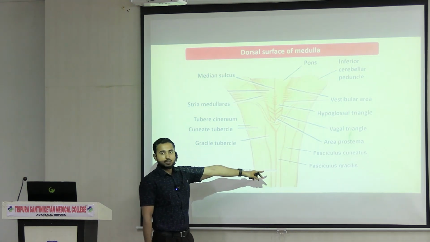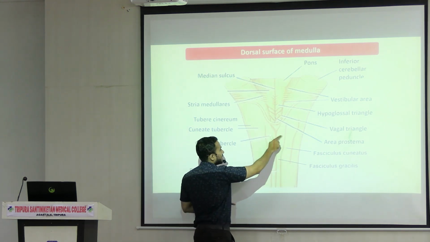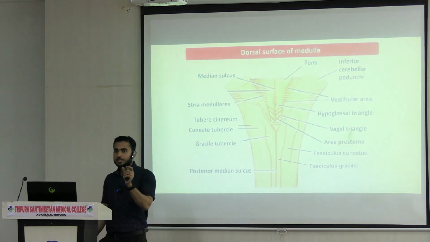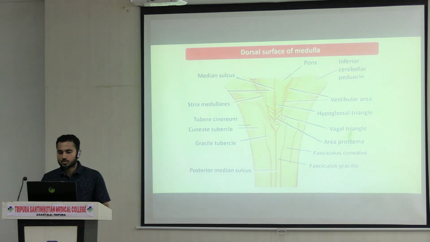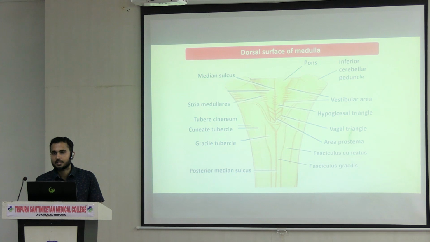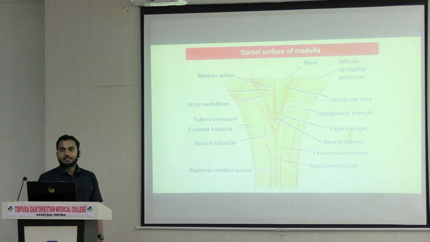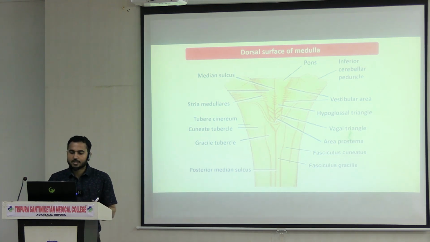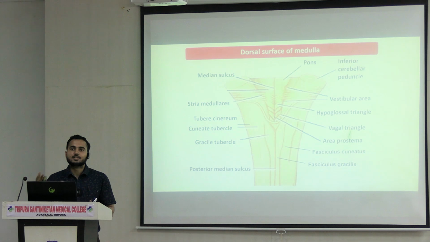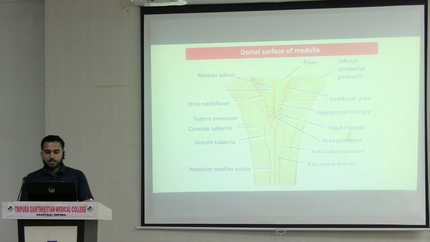Next, from the posterior median sulcus, if you go laterally on either side, you can see elevations. Total three elevations are there: fasciculus gracilis, fasciculus cuneatus, and the inferior cerebellar peduncle. These are three longitudinal elevations which are present on either side of the posterior median sulcus.